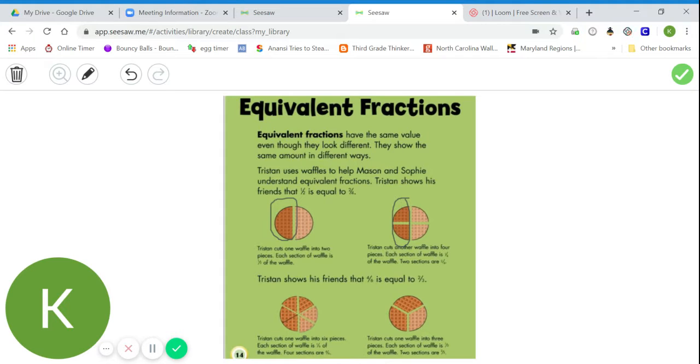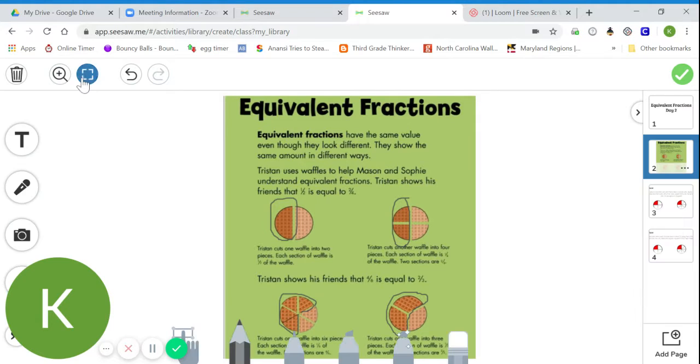Tristan shows his friends that 4/6 is equal to 2/3. Tristan cuts one waffle into 6 pieces. Each section of waffle is 1/6 of the waffle. 4 sections are 4/6. Tristan cuts one waffle into 3 pieces. Each section of the waffle is 1/3 of the waffle. 2 sections are 2/3. So once again, when I look at 4/6, I can see it's the exact same size as 2/3. That means 4/6 is equal to 2/3. Let's try it with our own models.